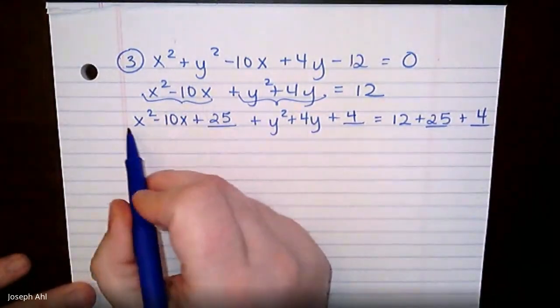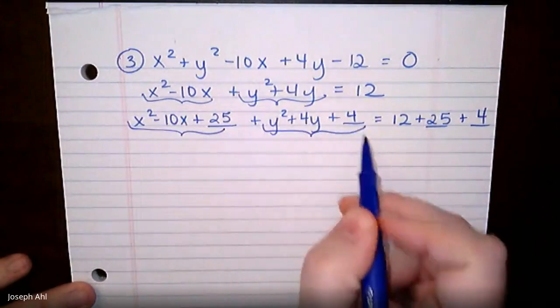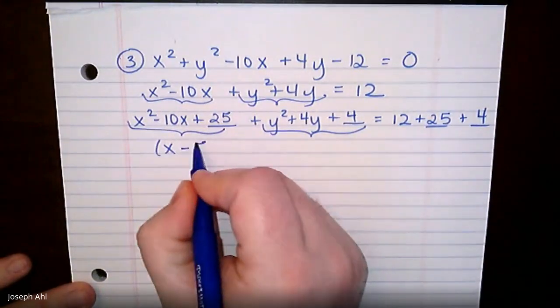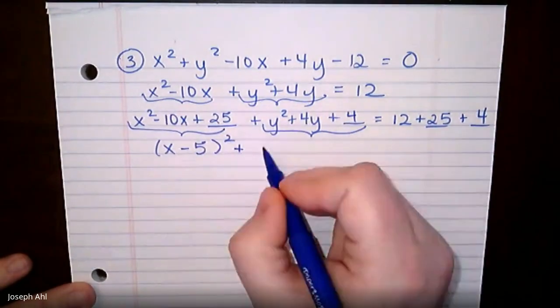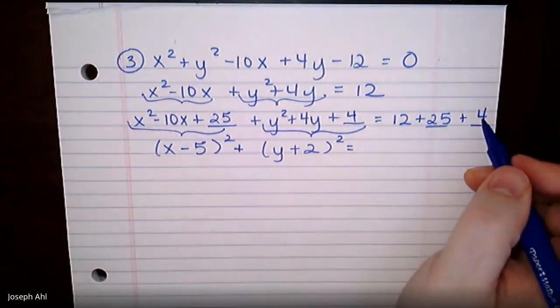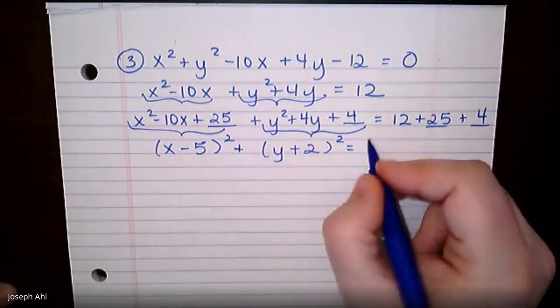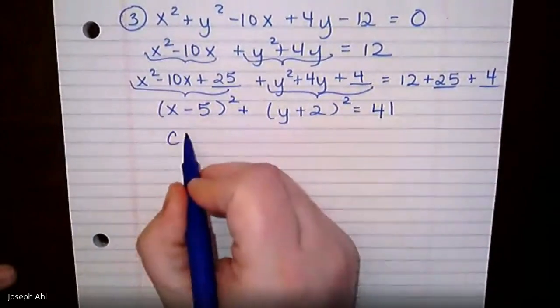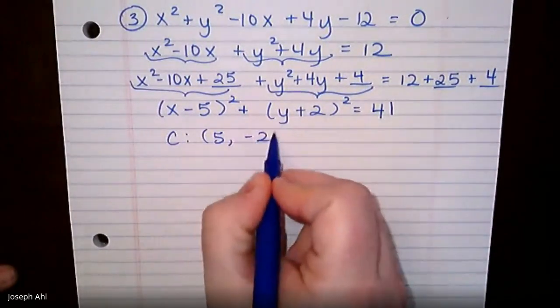So now the perfect squares that I've created become x. Just be careful of the signs. If the middle sign's negative, it has to be x minus 5 squared. This would become y plus 2 squared. 12 plus 25 plus 4 is a total of 41 on the other side, I think, if I've added those correctly. So the center of the circle is at 5, comma, -2.